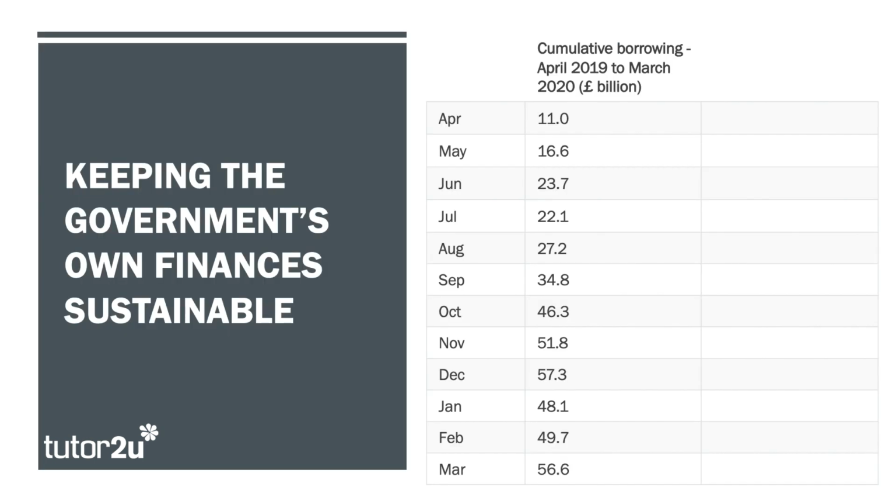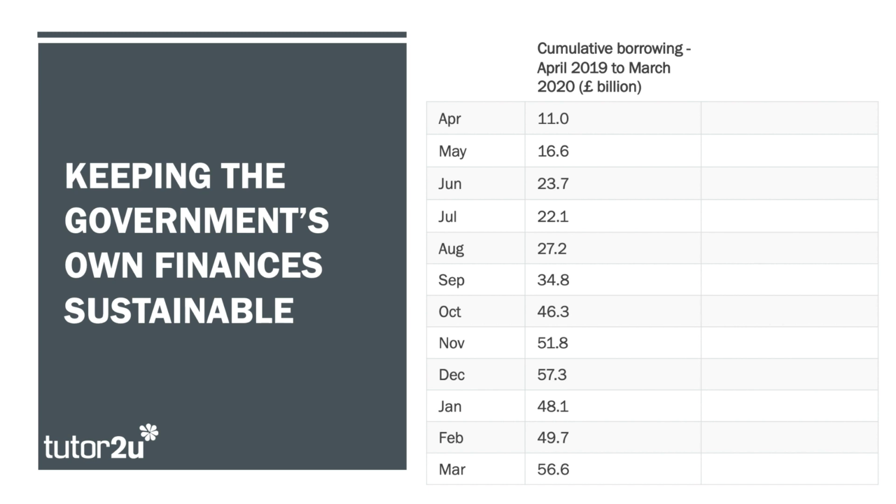Now take a look at this table. Again, lots of data here, but bear with me. This is how much the government has to borrow each month in the last financial year just to pay for their spending. And you can see that cumulative by the end of March 2020, the government was borrowing £56 billion over that year. This is a cumulative borrowing.